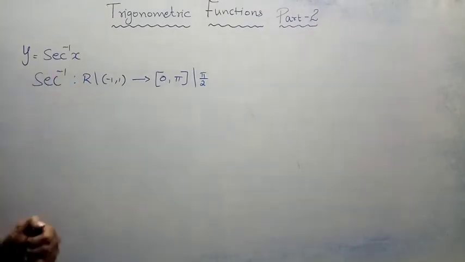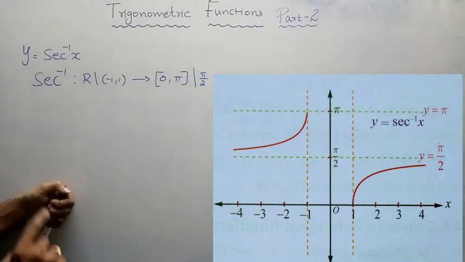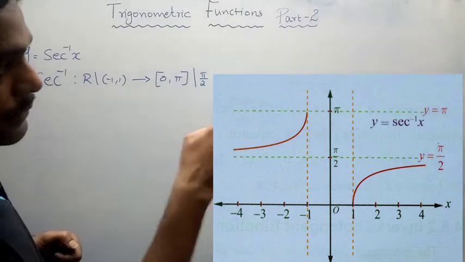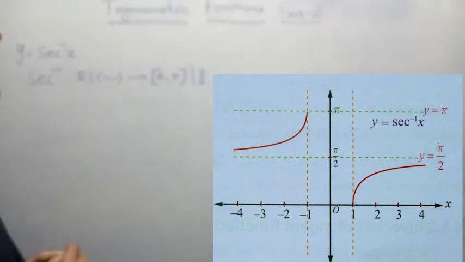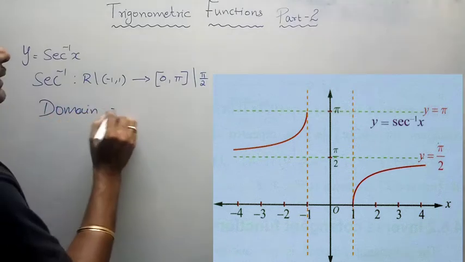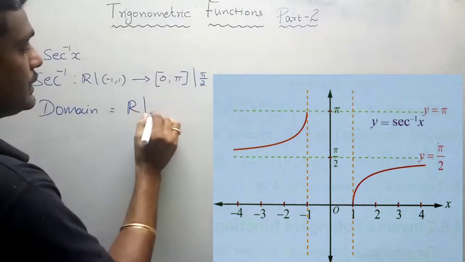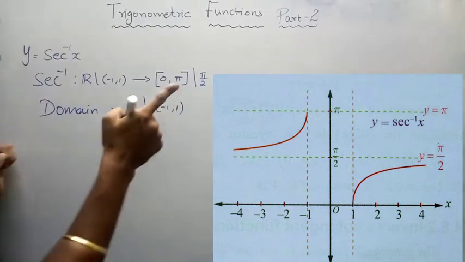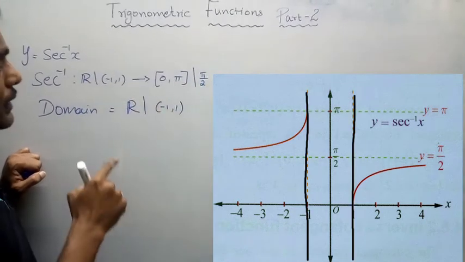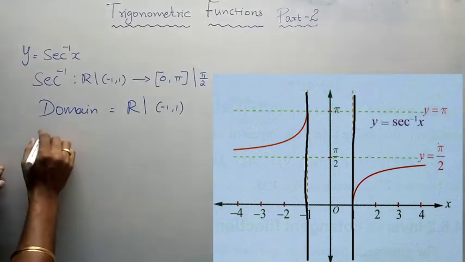Now y equal to secant inverse x. Let us see the diagram. This is secant inverse x. When you see the diagram, it takes all your real values. It never takes -1 and +1. So in this case, the domain is the set of all real numbers except -1 and +1. See the diagram. It lies everywhere except between -1 and +1. So the domain is the set of all real numbers except -1 to +1. And the range.